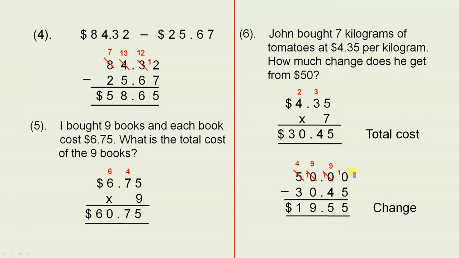Now we can work out the change. So we have $50 minus $30.45. And when we do that with our normal trading, we get the answer of $19.55. So that is the change.